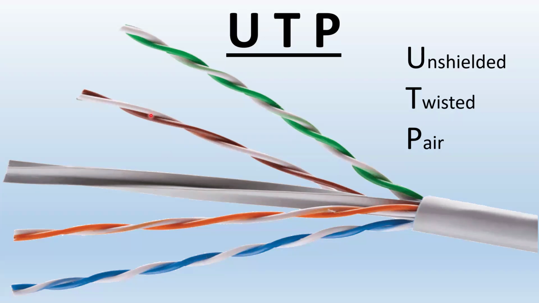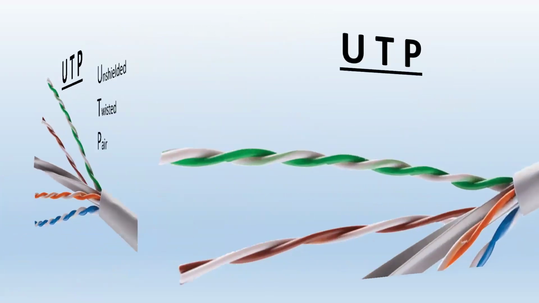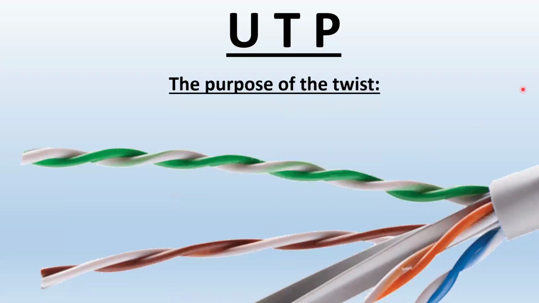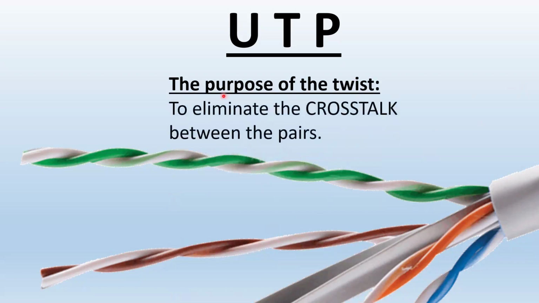And believe it or not, the concept of twisted pair was invented by who else but Mr. Alexander Graham Bell in the early telephone days? And this is just a bit of a magnification to show that pairs are twisted at different rates. The purpose of the twist is to eliminate crosstalk between pairs.